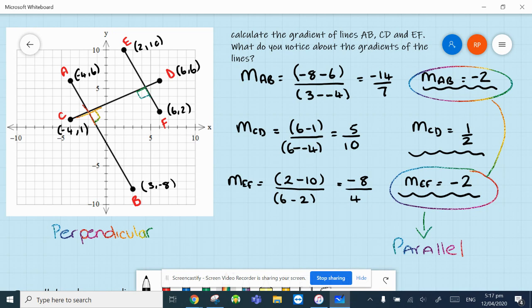Now, something weird happens with perpendicular lines and the gradients. If I multiply the gradients together, then I should get -1, and we're going to look at that afterwards, but just quickly to show you here, if I take the gradient AB and I times it by the gradient of CD, if I get -1, it means that they're perpendicular. So let's do that. AB is -2, CD is 1/2, and that gives me -1, and that indicates that those two lines are perpendicular and they do cross at 90 degrees. And we're going to go on to that further in the next video.